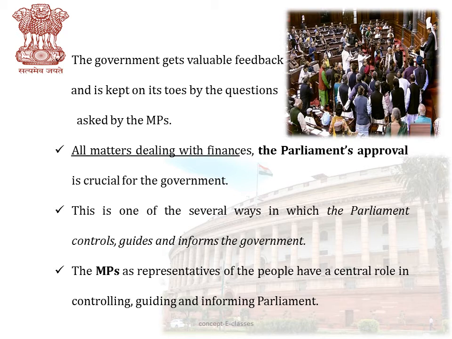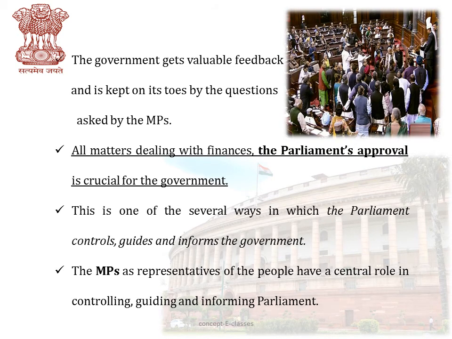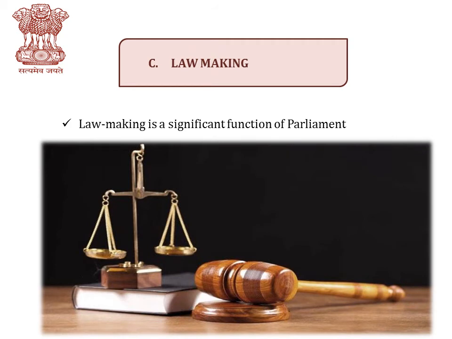And apart from this, the government needs approval from the parliament for matters dealing with finances. So this is one of the several ways in which the parliament controls, guides and informs the government. And the MPs, as the representatives of the people, have a central role in controlling, guiding and informing the government. Now the next function of the parliament is lawmaking, and lawmaking is a very important function of the parliament. We'll discuss more about this in the next chapter.